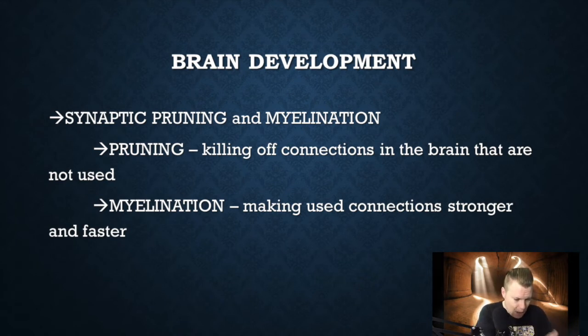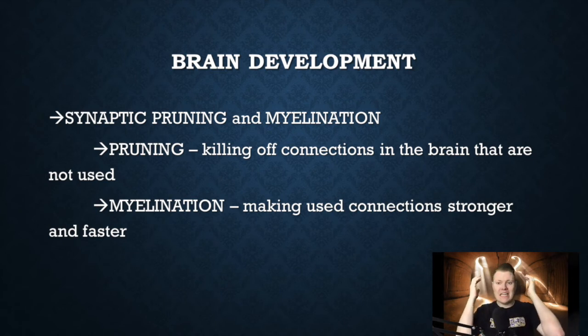Next, we have myelination, which is where we are making these used connections stronger and faster. In other words, this is why we have you practice and do things over and over. Whenever you play basketball and run drills, you make connections in your brain, and the more you do it, the stronger and faster they become, to where your recall is faster, your muscle memory is faster.